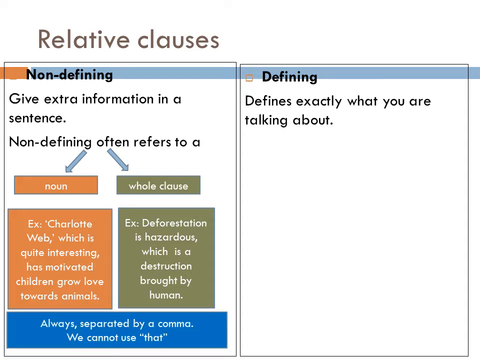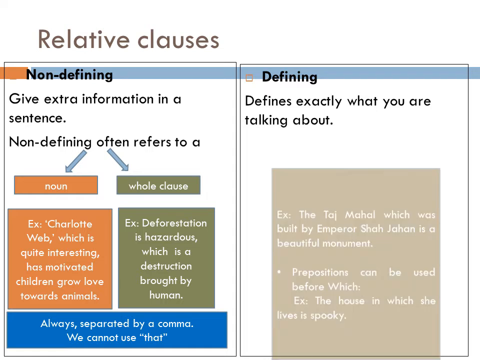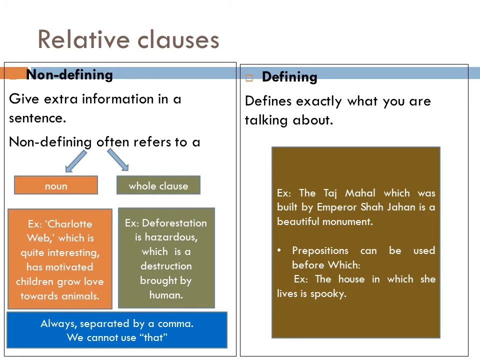There is something for you to note. It's a clue. Always, non-defining clauses are separated by a comma. We cannot use that. When it comes to non-defining, example: the Taj Mahal, which was built by Emperor Shah Jahan, is a beautiful monument.